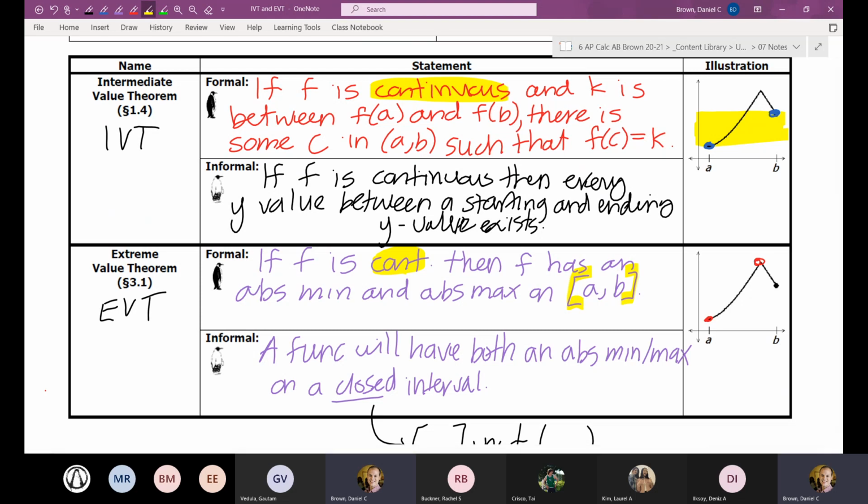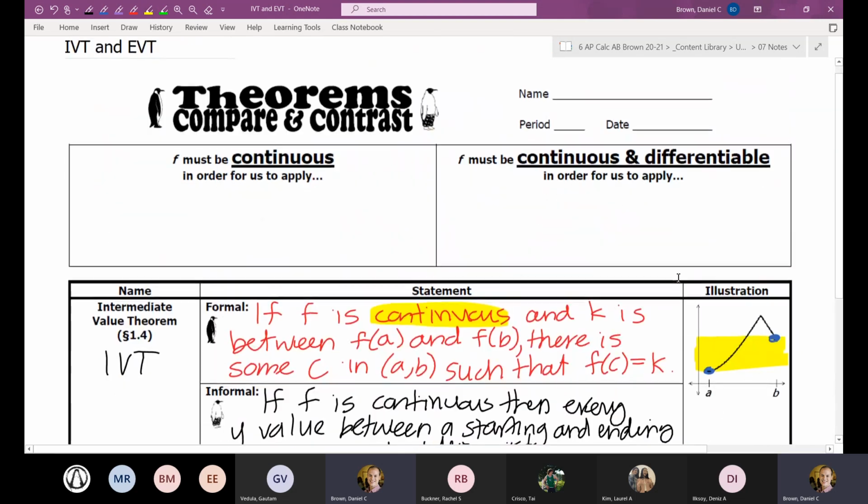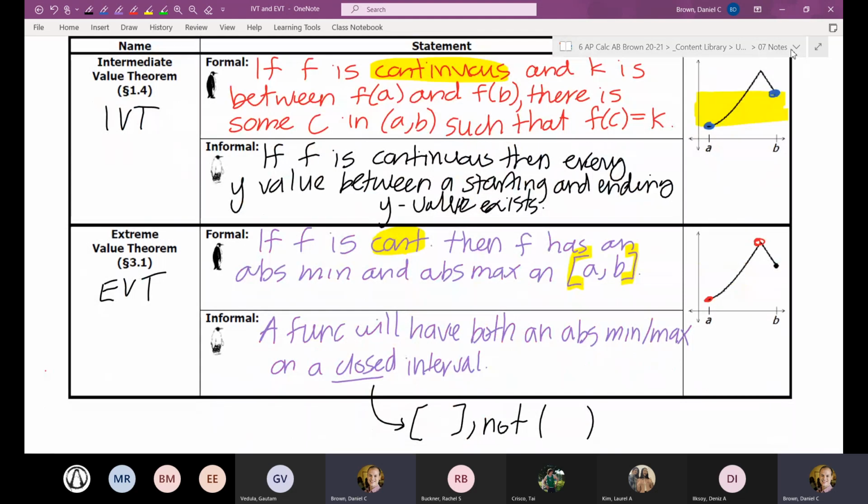And when I say it has to have it, if you said the function was not continuous, then you couldn't make these conclusions and these justifications. So that's why we're emphasizing what's going to be required of them. I'm going to come back in and fill in that top part once we do all of the theorems.